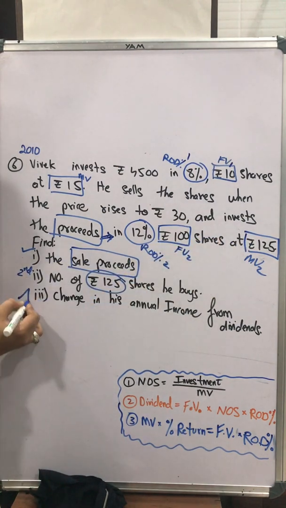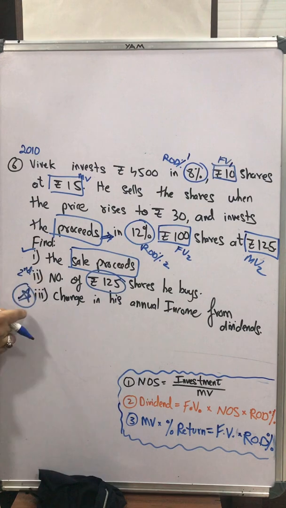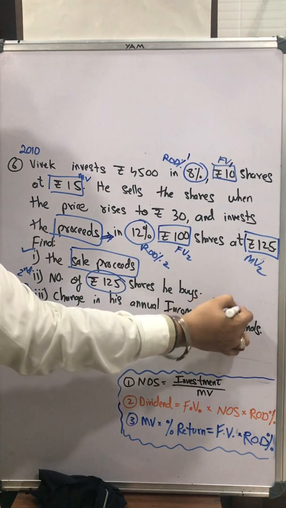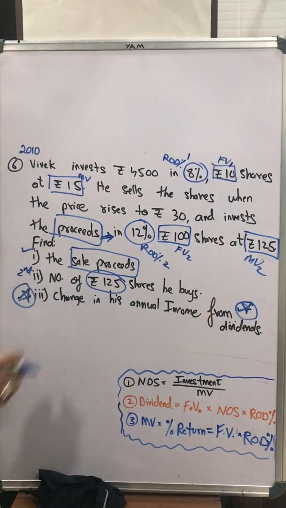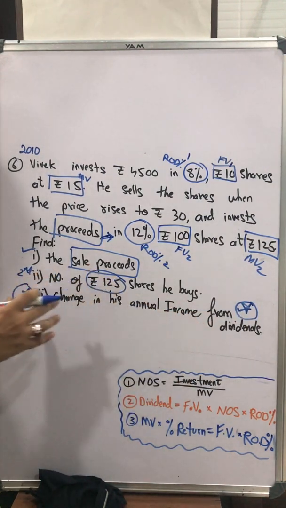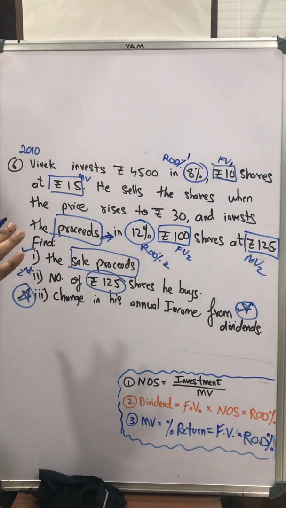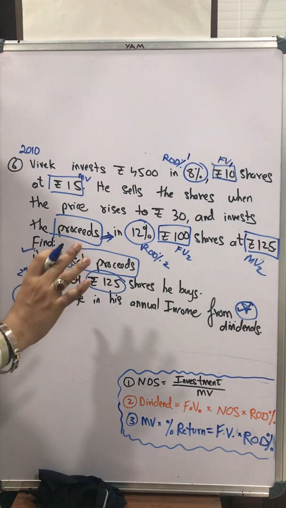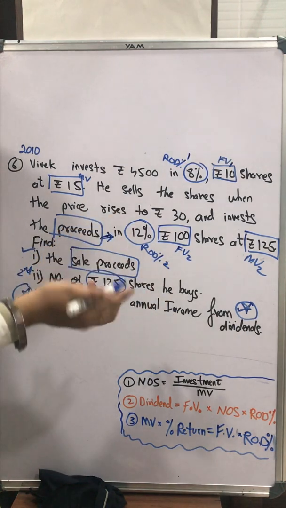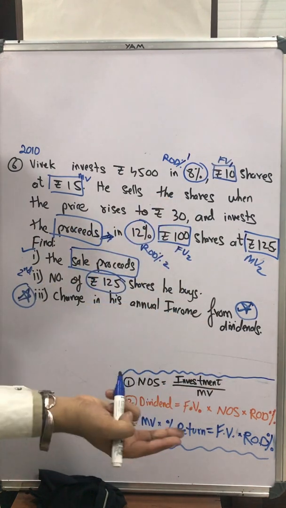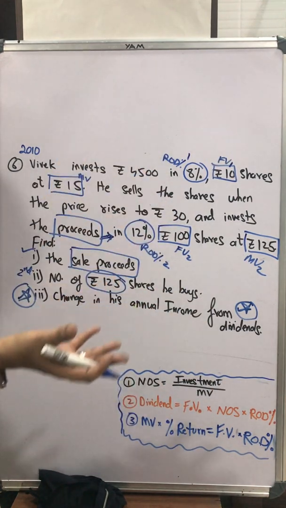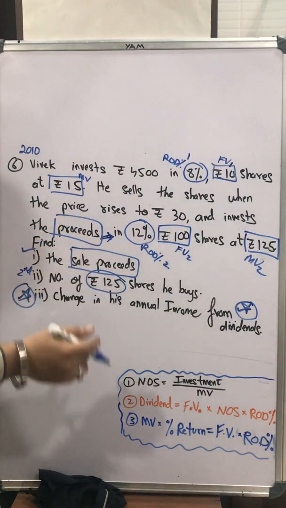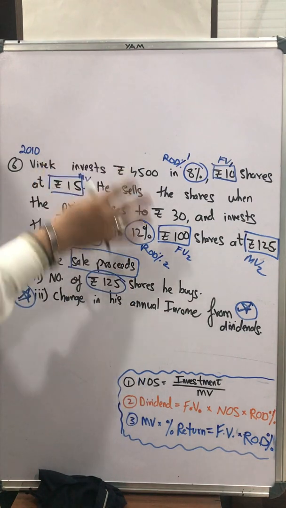Third, very important, and this is the reason I selected this question: change in his annual income from dividends. Very important. Change in his annual income. If I translate this sentence in Hindi, कितना फर्क पड़ा उसकी annual income में. So if I need to find the change, कितना difference आया, I should have both the annual incomes: annual income from the first firm as well as annual income from the second firm. And a synonym for the word income is dividend. In other words, we need to find the dividend of firm 1 and firm 2.